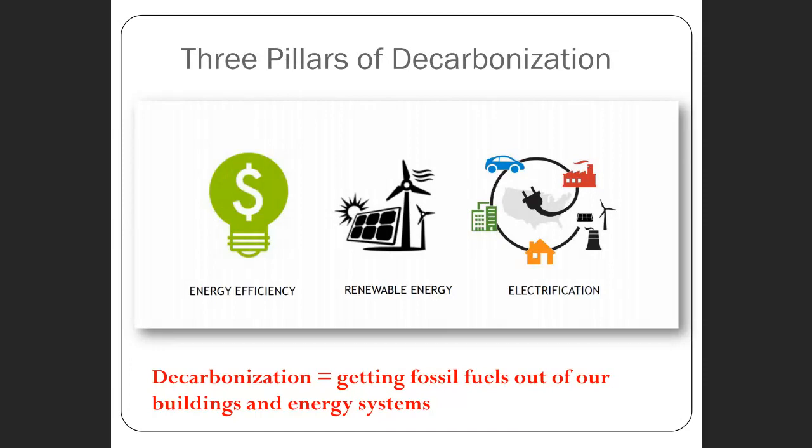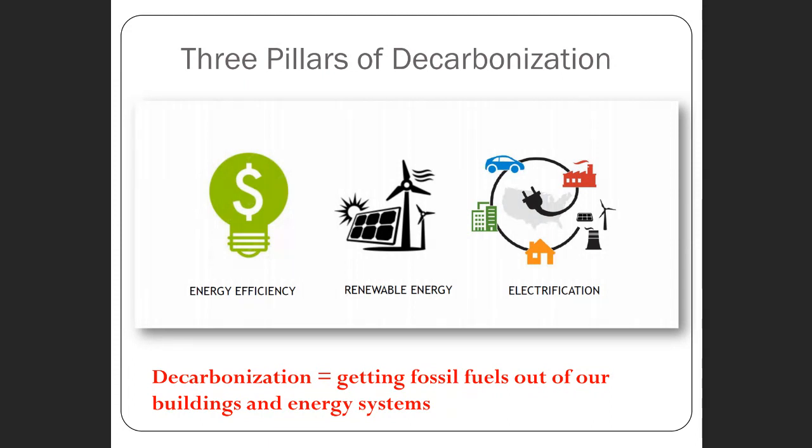Right? We looked at the three pillars of decarbonization, the things that we have to do in one form or another to get the fossil fuels out of our buildings. And this is the operational carbon. We looked at the embodied carbon at the top of this session. We have to think about both operational carbon and embodied carbon. So those decarbonization pillars are energy efficiency, renewable energy, and electrification.